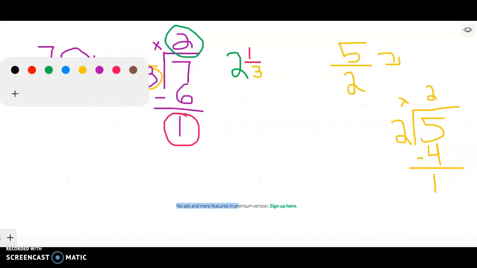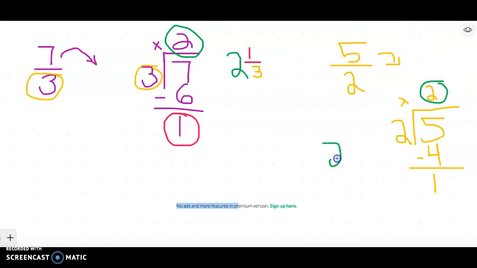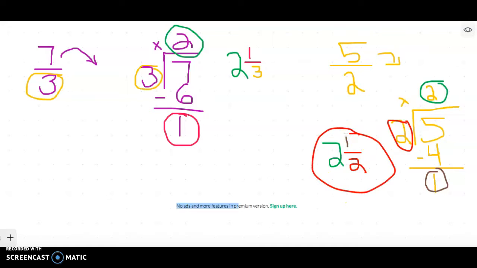So here's my whole number. I would have 2. Here is my numerator, 1. And here is my denominator. I would have 2 and 1/2. My answer is 2 and 1/2. So that's how we've done those.